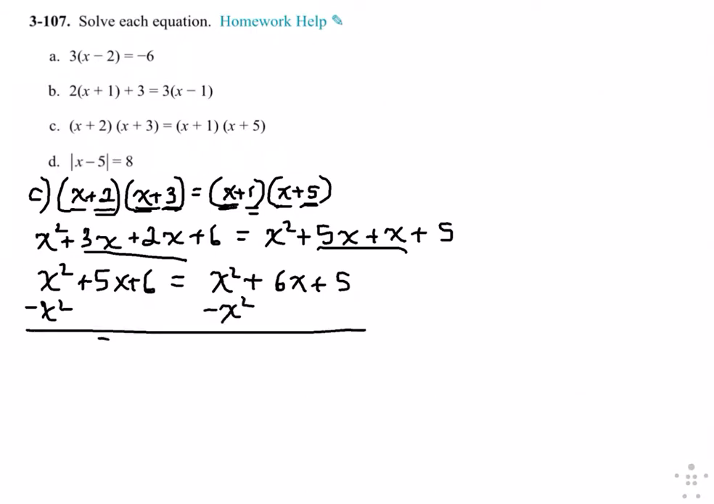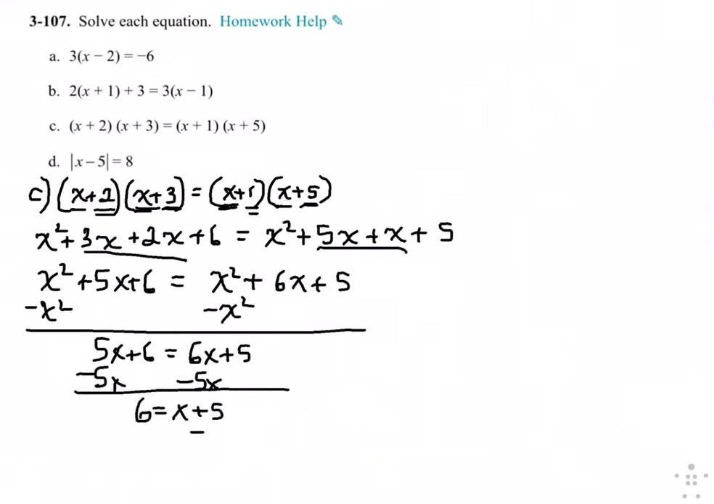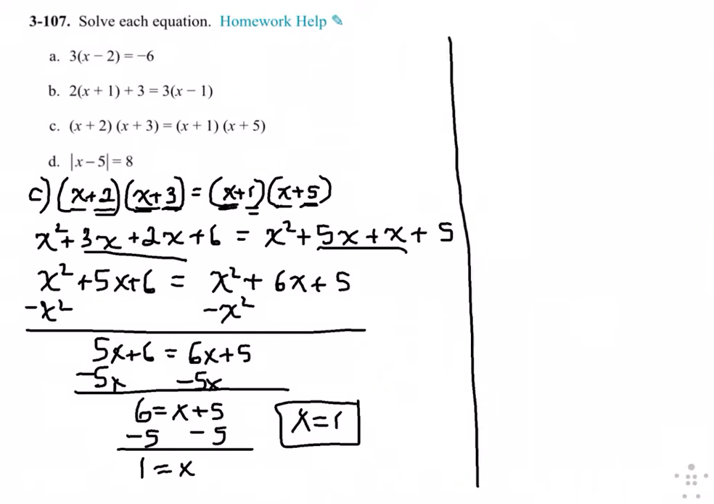So we get 5x plus 6 equals 6x plus 5. We subtract 5x from both sides, and we get 6 equals x plus 5. We subtract 5, and we get 1 equals x, and we write our answer as x equals 1, right? That's for C. And for D, we could probably fit that right here, right?